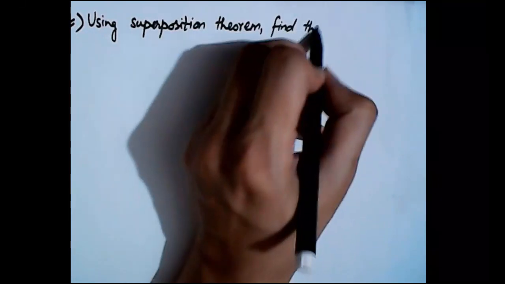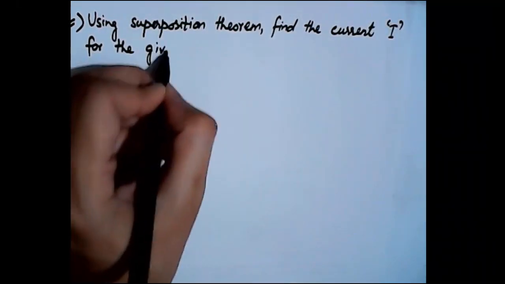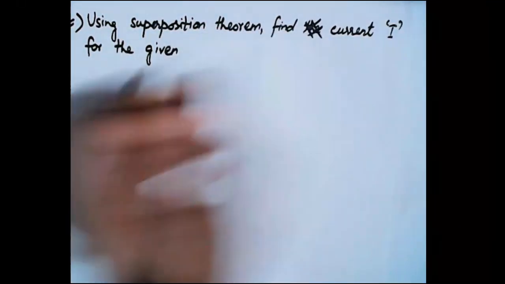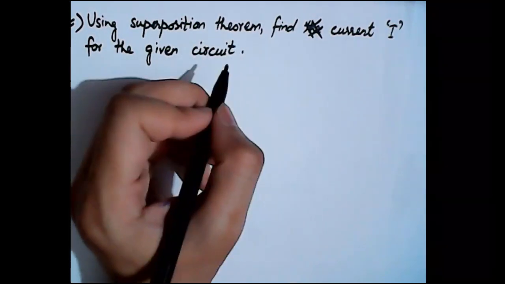Okay, so now let's move on to a third example, and this will be the last example for this topic. The question says that using superposition theorem, find the current I for the given circuit, right? So let me draw the circuit.